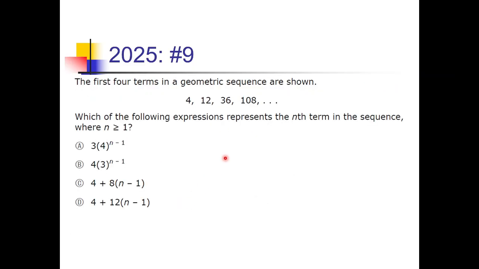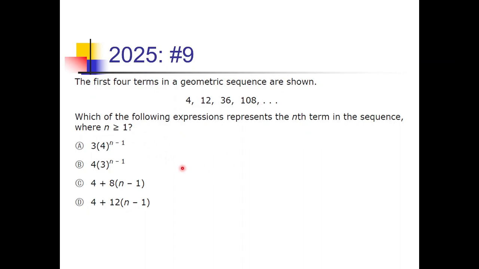For this problem, they've given us the first 4 terms in a geometric sequence, and they want us to say which expression represents the nth term of this sequence, given that n is going to be greater than or equal to 1. So the basic idea is we took the whole numbers, 1, 2, 3, 4, 5, all of those, and plugged them into one of these formulas here, and that's how they're generating this list.